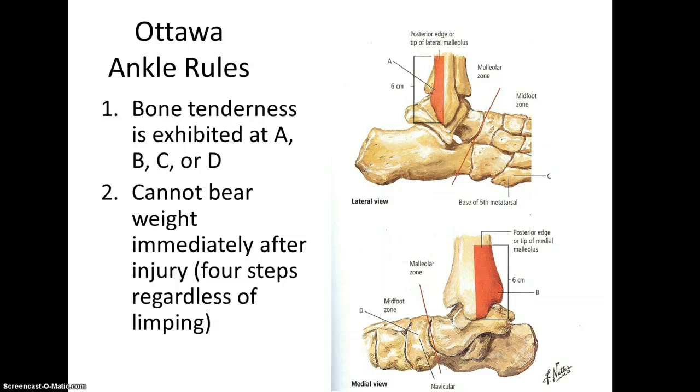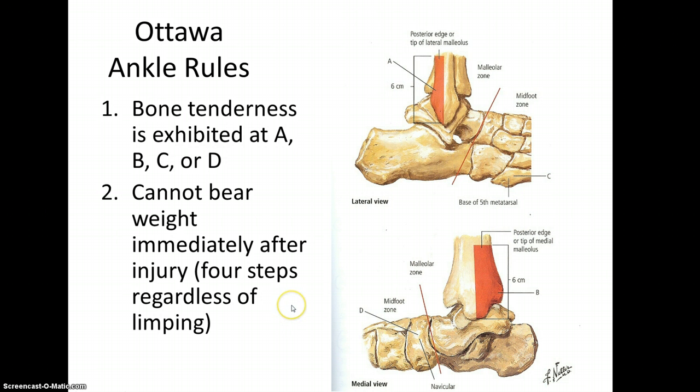Clinical prediction rules are gaining a lot of attention and are heavily valued now at the NATA. The first thing we teach our students when looking at the ankle is the Ottawa ankle rules. This clinical prediction rule says that if you have tenderness at any of the locations A, B, C, or D, and/or the patient cannot bear weight immediately after the injury, 4 steps regardless of limping, then this individual may potentially have a fracture.